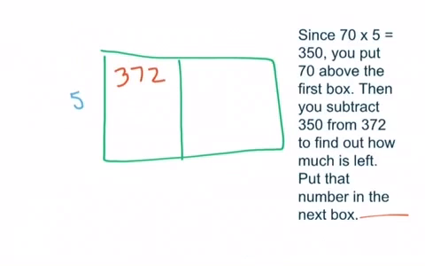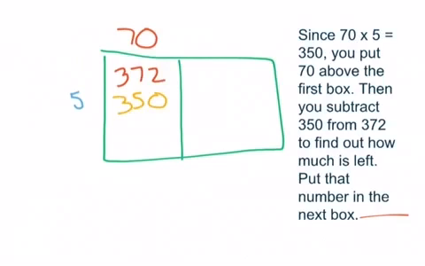Since I know that 70 times 5 equals 350, what I do is put the 70 up above. So what I did is 70 times 5, and I got 350. Once again, the answer goes in, so that's 350. And then I'm going to put that number, and then I'm going to subtract.